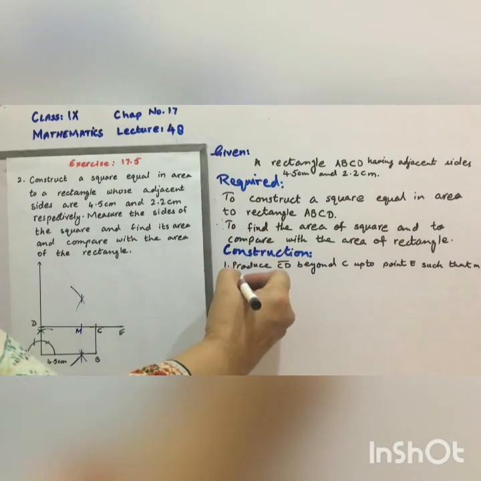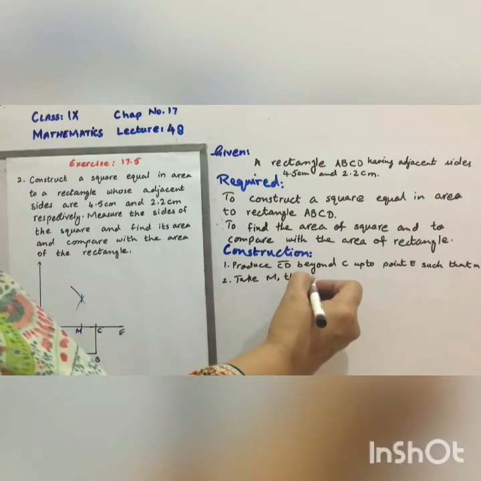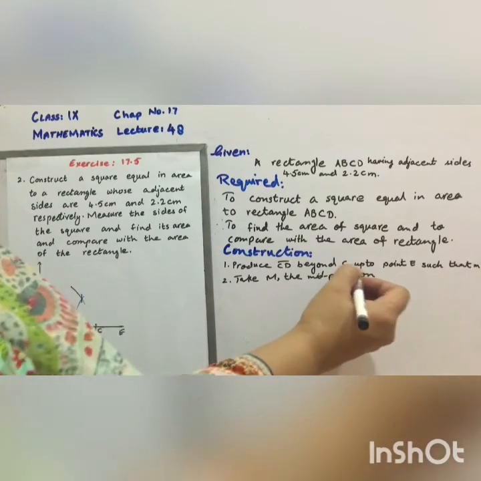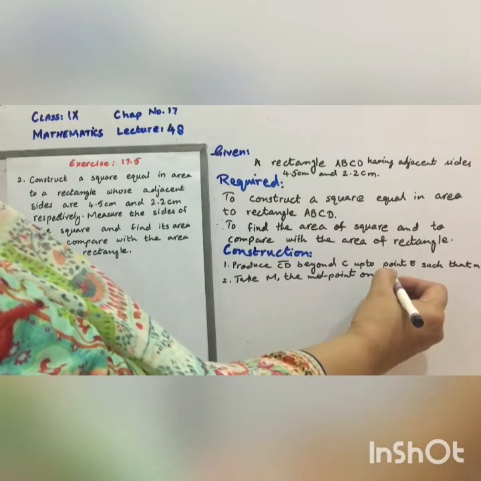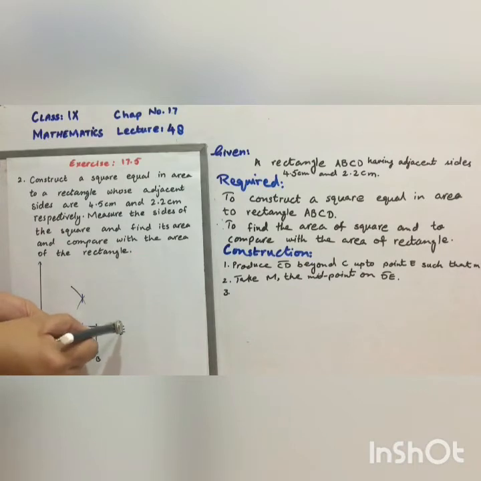Take M, the midpoint, on DE. Now with center M and radius MD or ME, draw a semicircle.